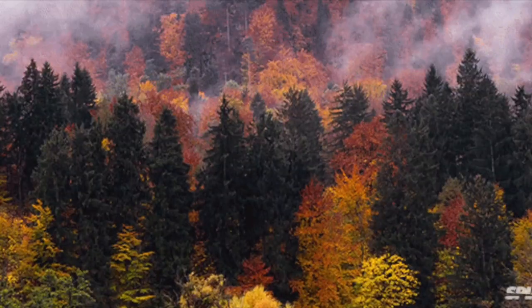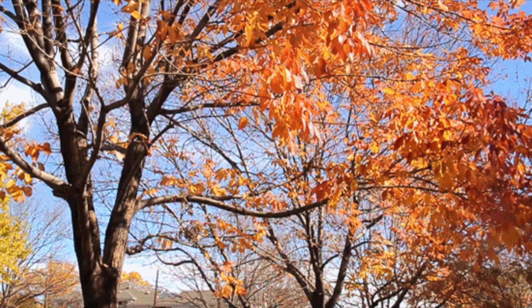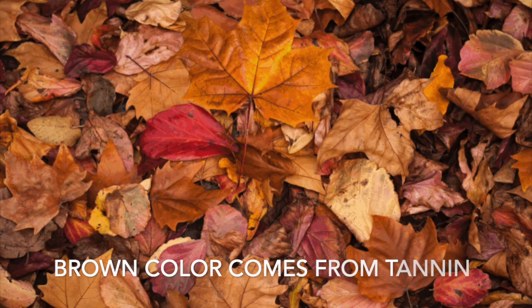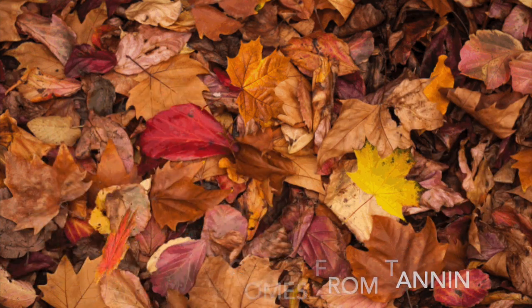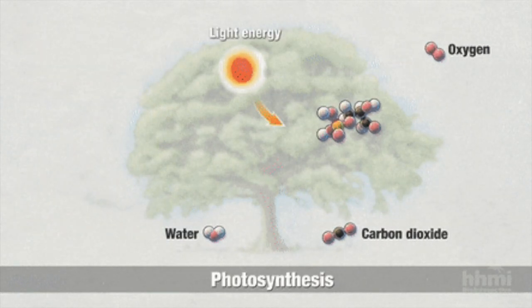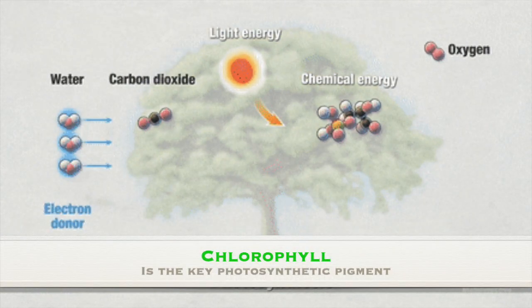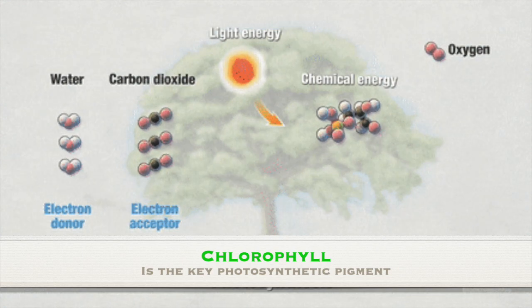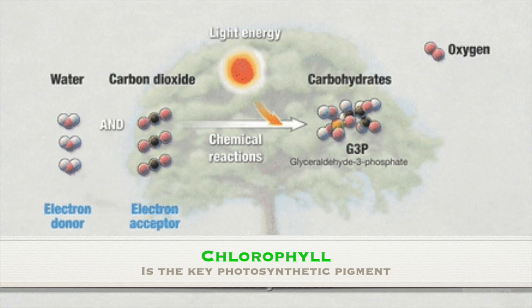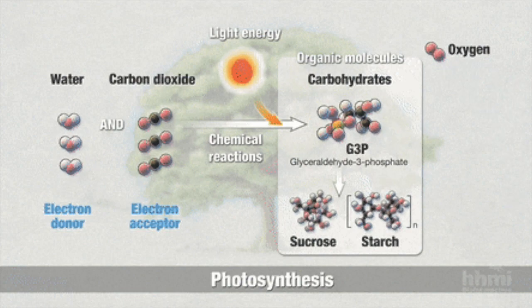Different mixtures of chlorophyll and other pigments in the leaf give a wide range of autumn colors. Brown colors come from tannin, a bitter waste product. It is important to remember that the key photosynthetic pigment is chlorophyll because the light energy it absorbs is directly used for photosynthesis, while the other pigments have to pass the light energy they absorb to chlorophyll.